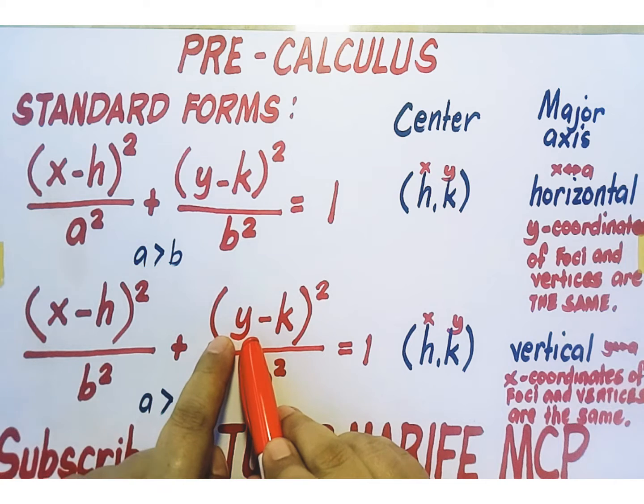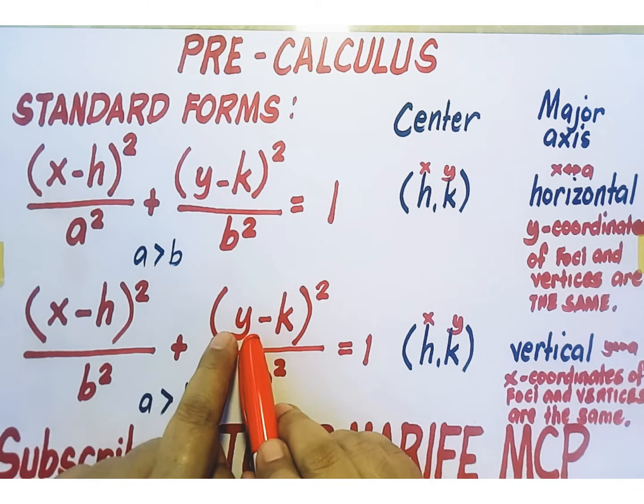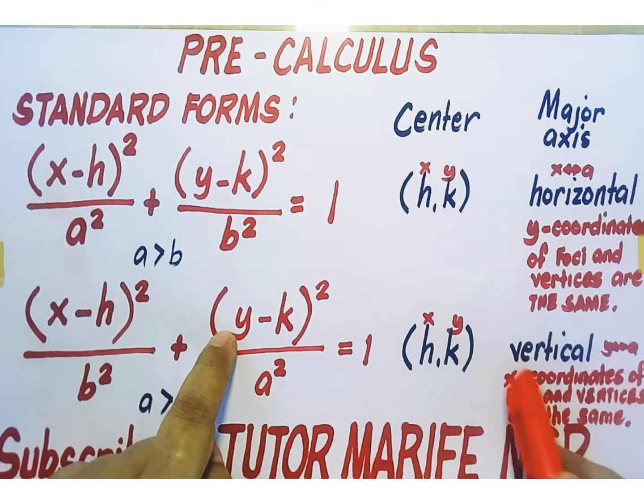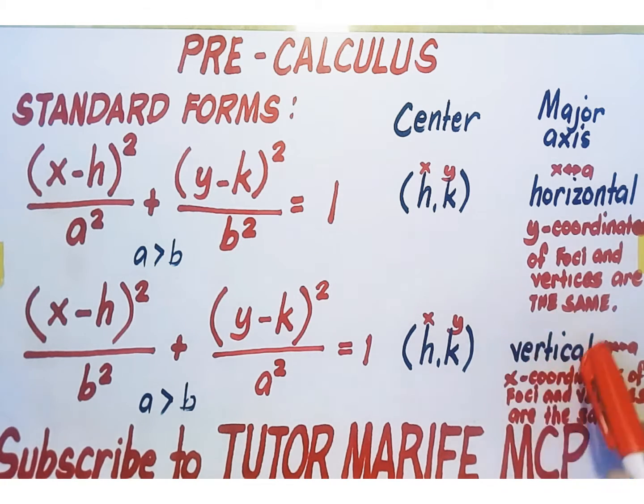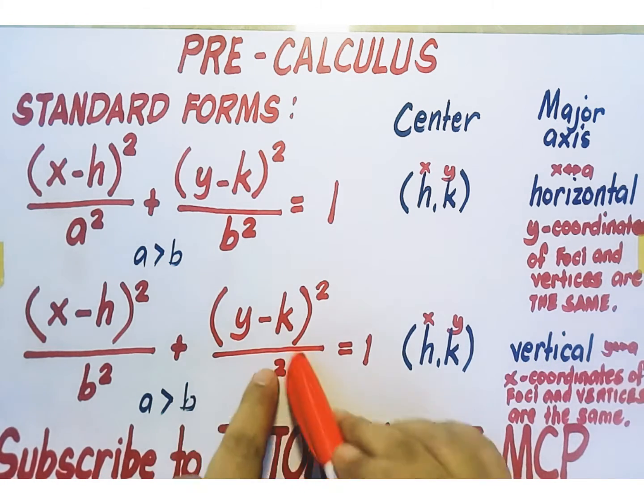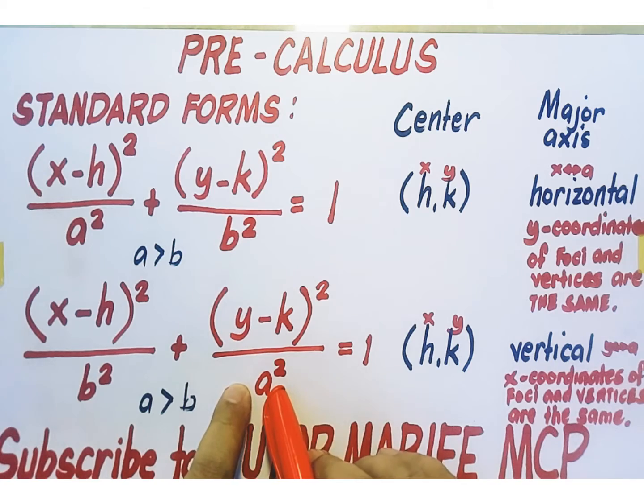The y-axis is the vertical axis. So we always relate y to the vertical major axis of an ellipse. If the major axis of an ellipse is vertical, we place the larger denominator, or a², under y.